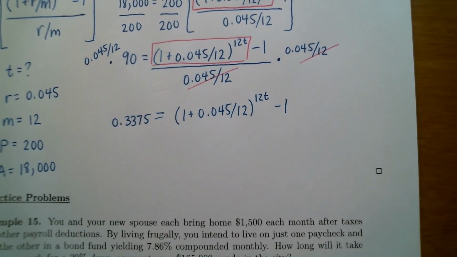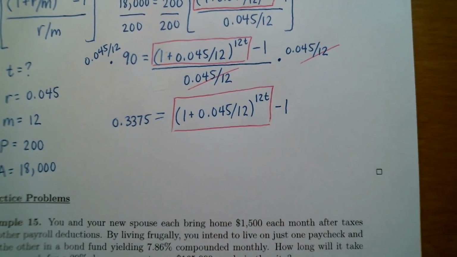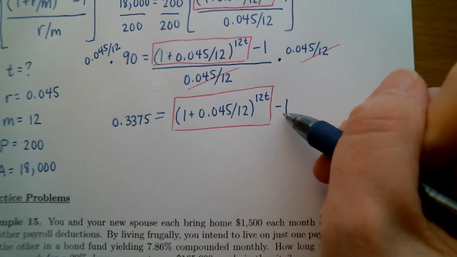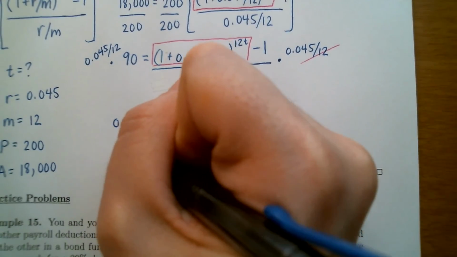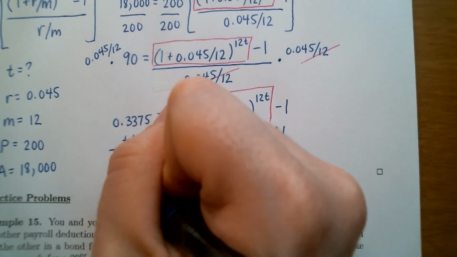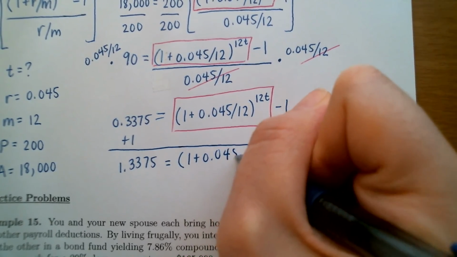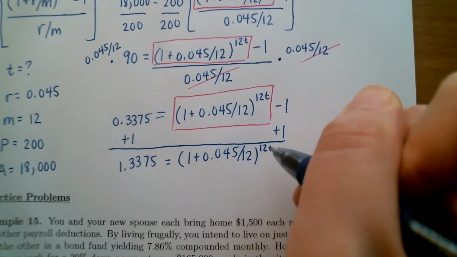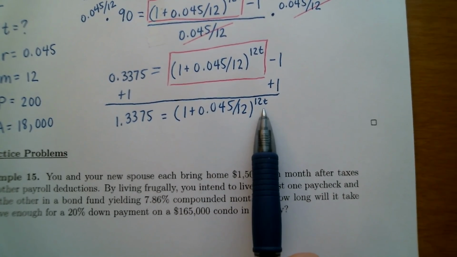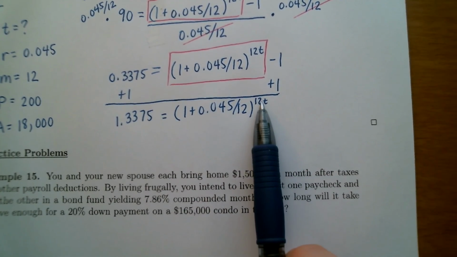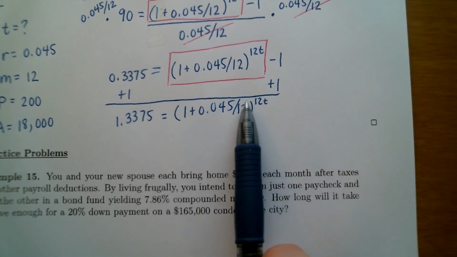We are still trying to isolate this guy because it contains the t. This is kind of on its own. The opposite of subtracting 1 is adding 1, so we're going to add 1 to both sides. That gives us 1.3375 equals 1 plus 0.045 divided by 12 raised to the 12t power. Now this quantity in parentheses that's raised to the 12t power is isolated. Remember, the 12t is attached to the parentheses. You cannot separate these guys as it's written. They are married to each other.